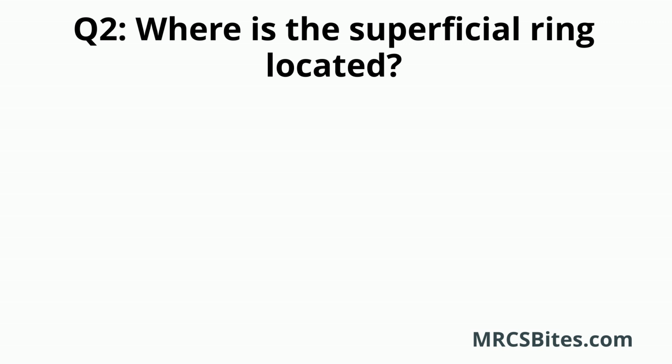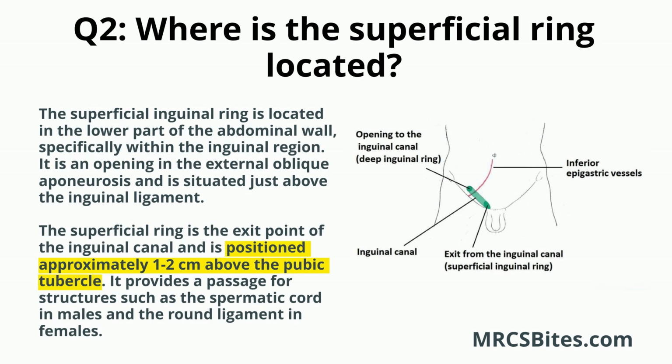Question 2. Where is the superficial ring located? The superficial inguinal ring is located in the lower part of the abdominal wall, specifically within the inguinal region. It is an opening in the external oblique aponeurosis and is situated just above the inguinal ligament.